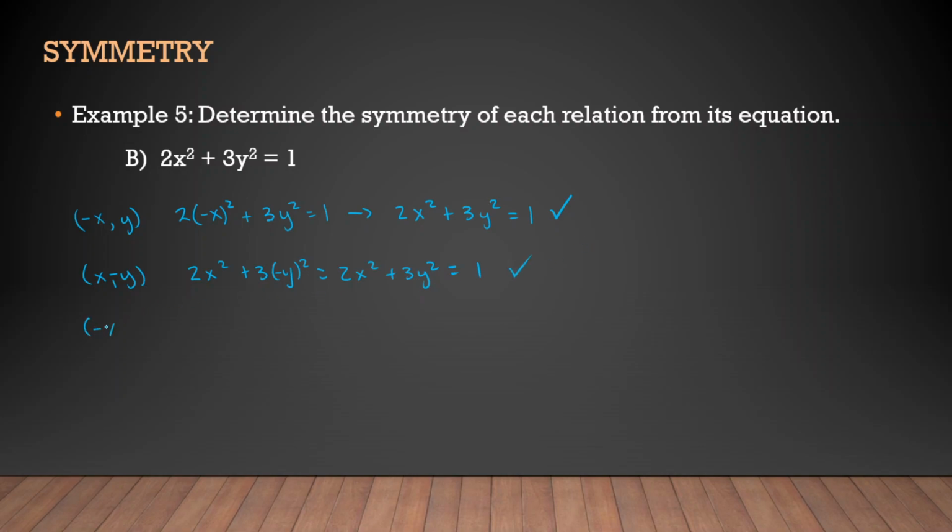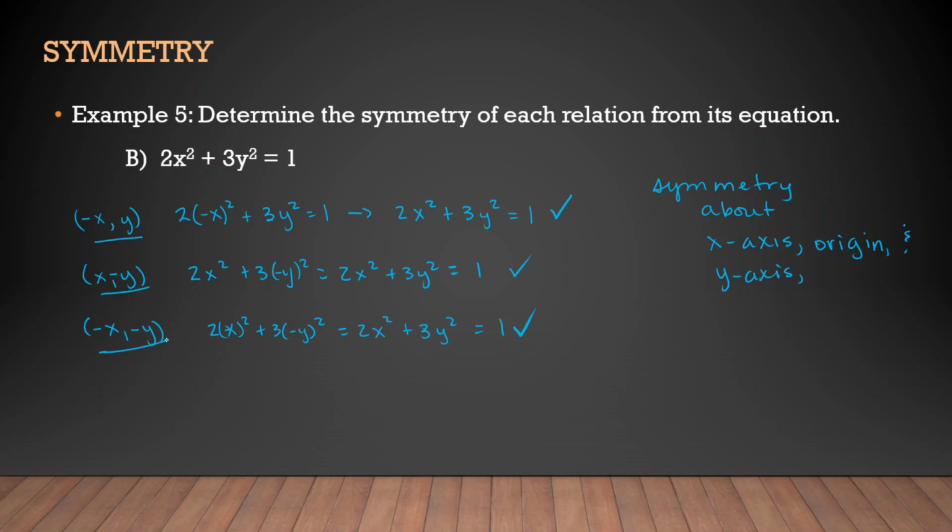And what if I let them both be negative? Well, squaring things always results in a positive value, so I still get 1. So this particular relation has symmetry about, the first one tells me about the x-axis, the next one tells me about the y-axis, and the last one tells me about the origin. So I'm getting all 3 types because I got all 3 values working.